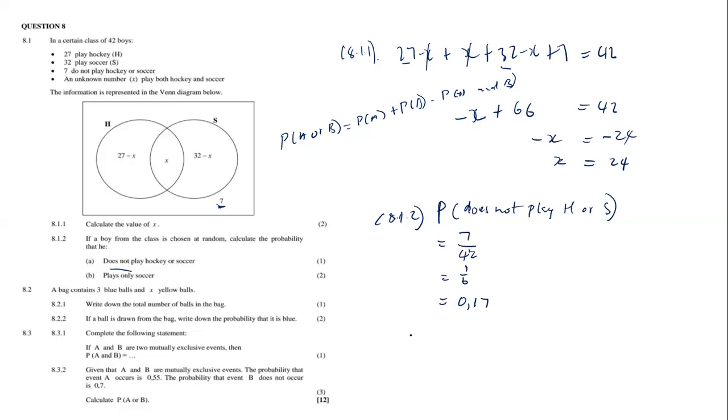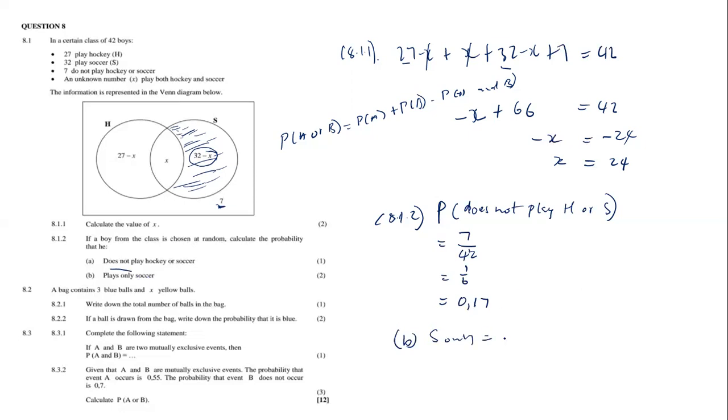Okay, but this is the probability. All right. Now, number B says to us, calculate the probability of plays only soccer. We want the probability of plays only soccer. Remember, this is only soccer. This over here is only soccer, so this number represents the number of boys who are playing only soccer.